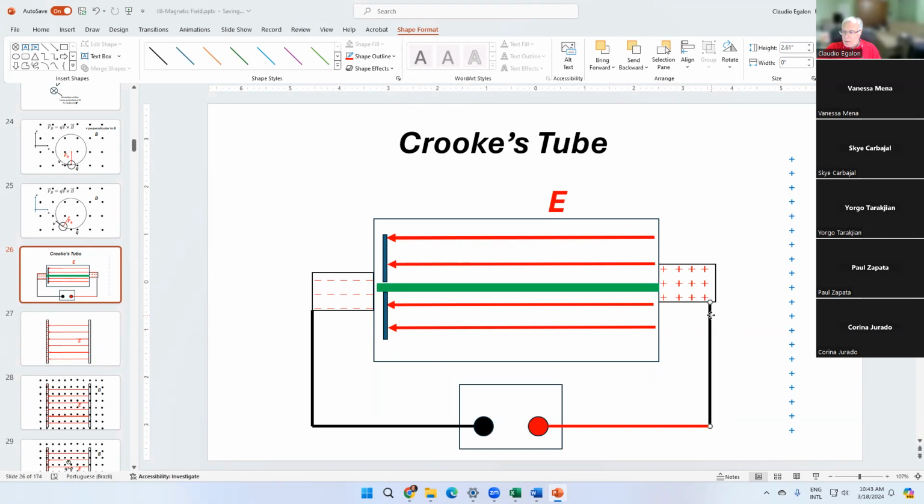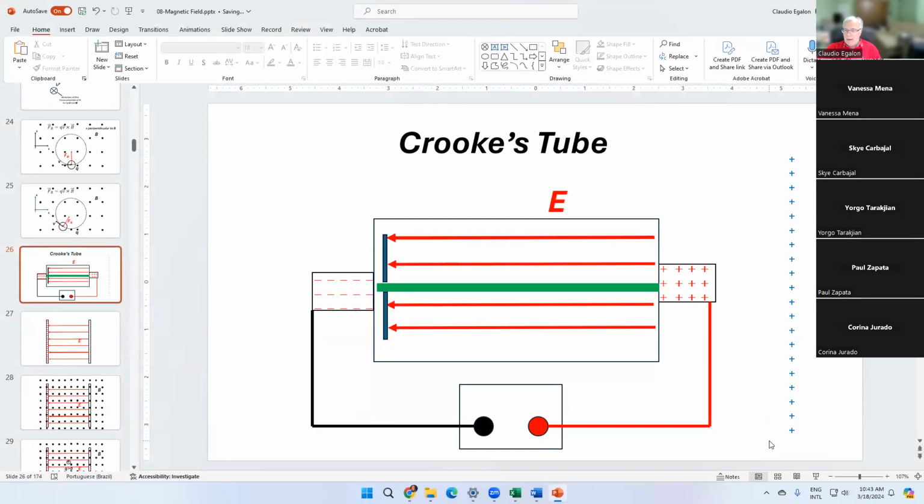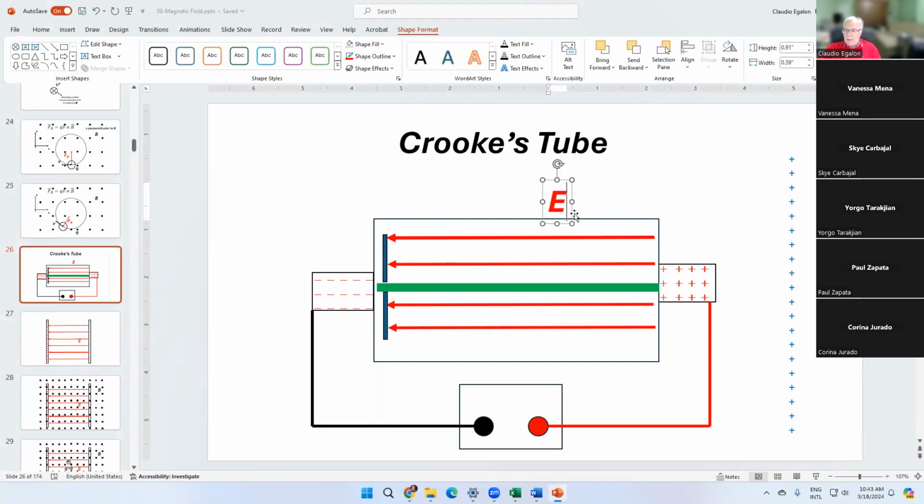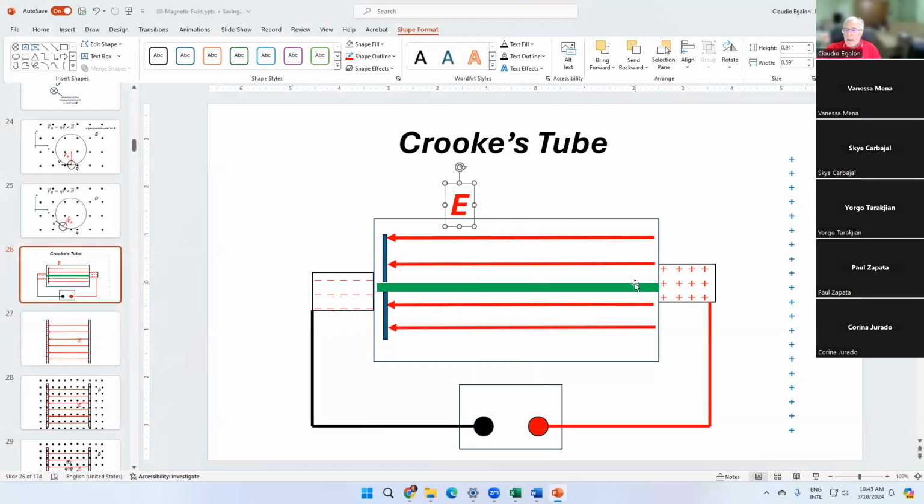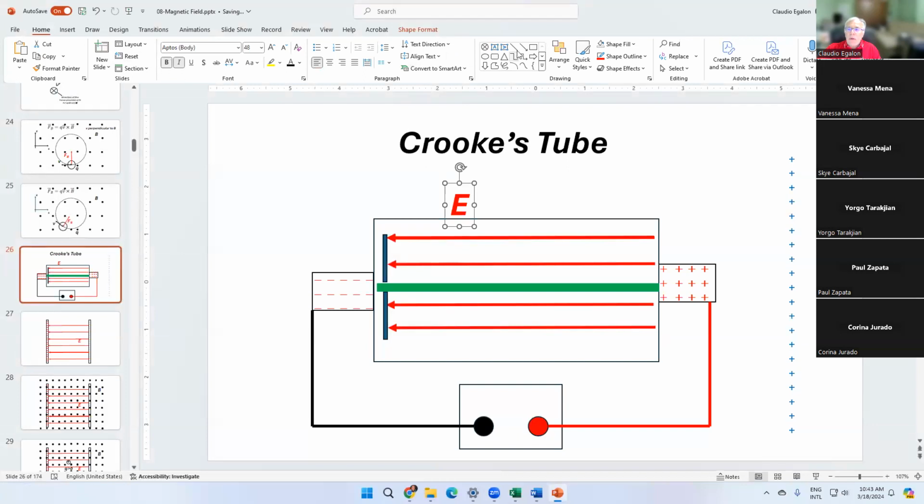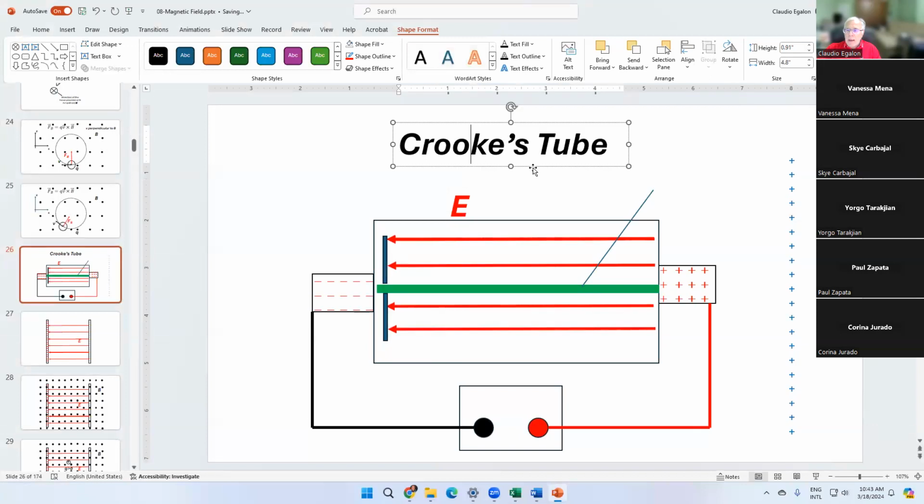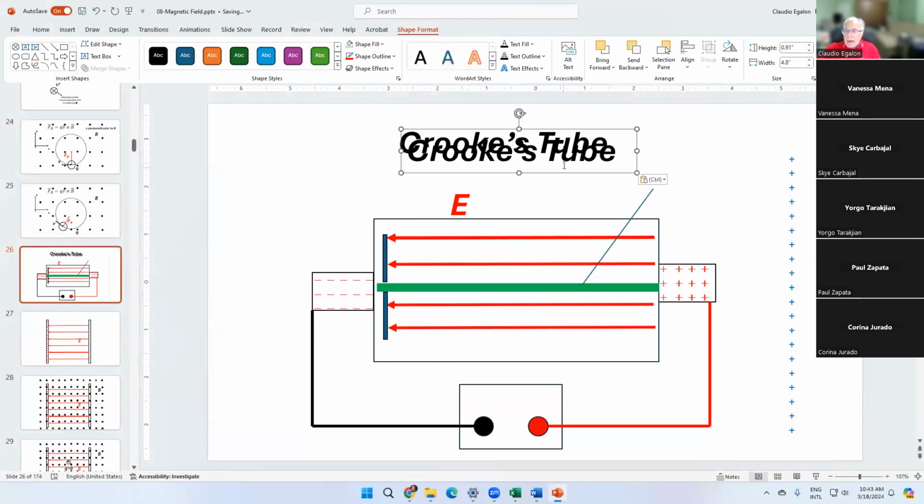That's a very simple drawing explaining the Crookes tube, how it works, right? I'm going to emphasize that this greenish beam here is my electron beam.